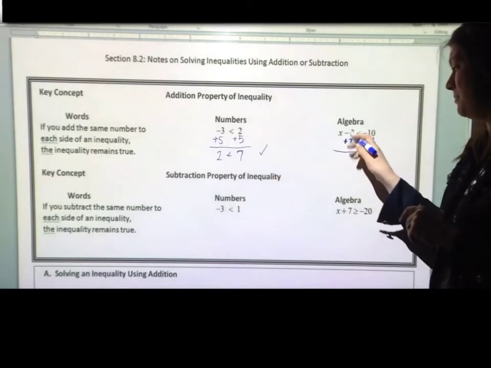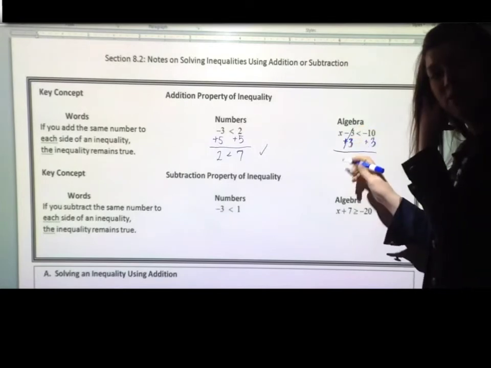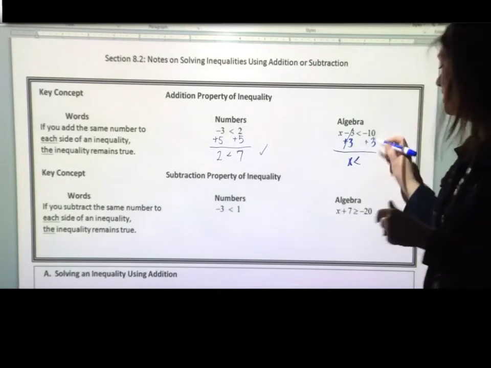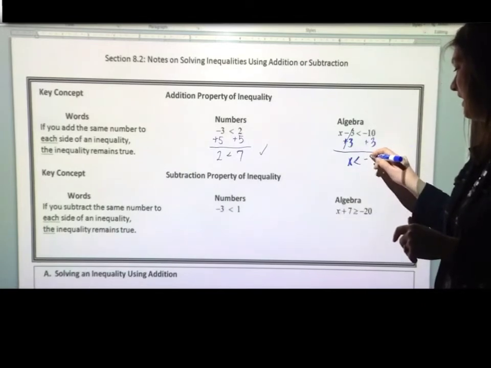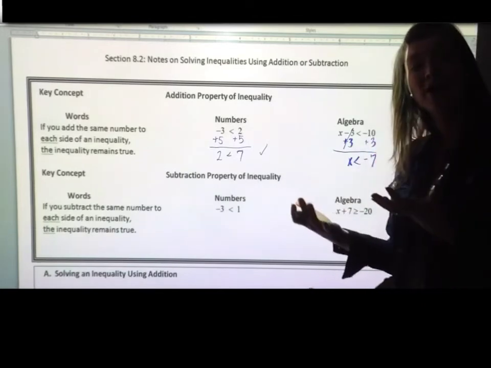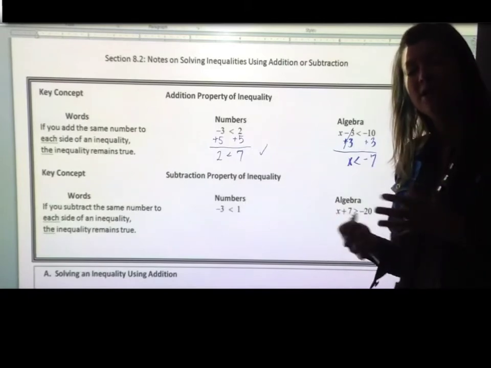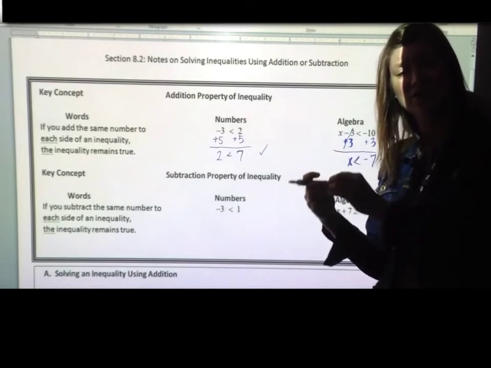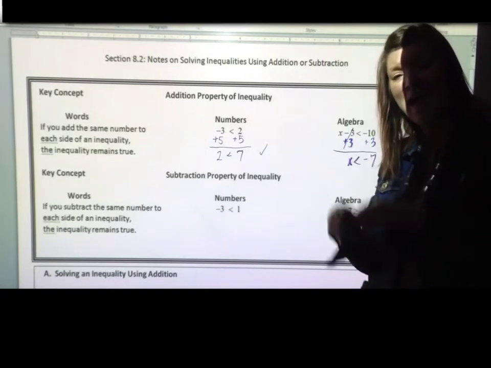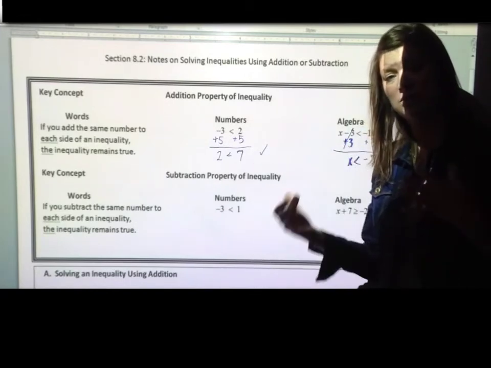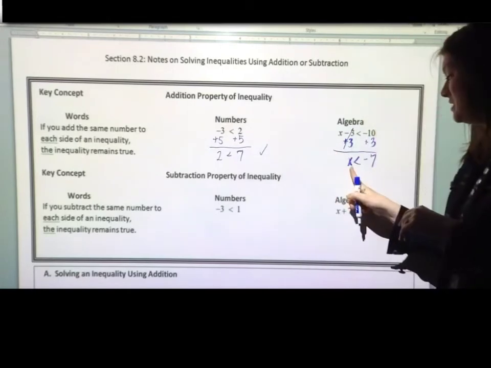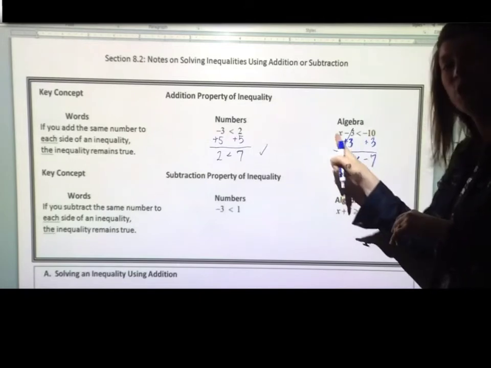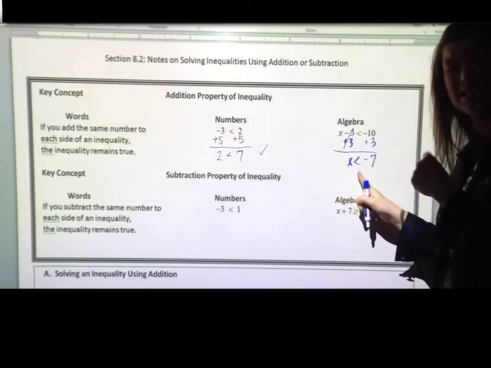So in this case, inverse operations produce a 0, and x plus 0 is x, is less than, we keep the sign, -10 plus 3 is -7. So now I know where all my solutions are. The difference between an equation and an inequality is that an equation has a single solution. An inequality has an infinite amount of solutions. So we say the solutions are, to make this inequality true, all x less than -7.